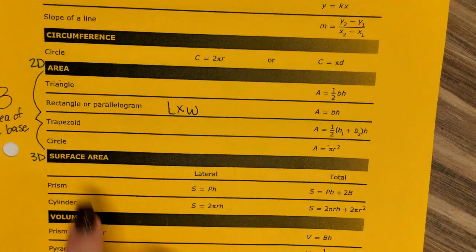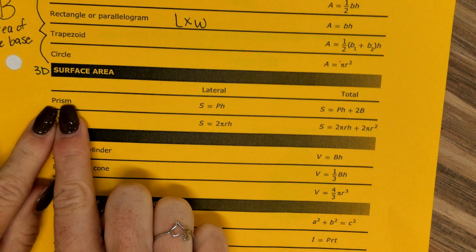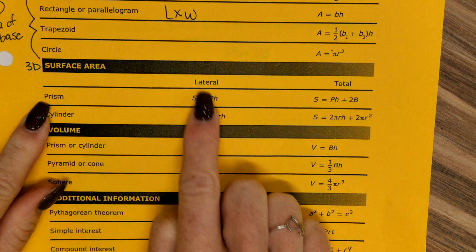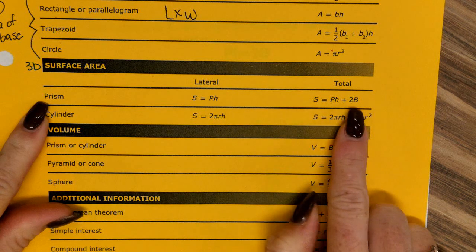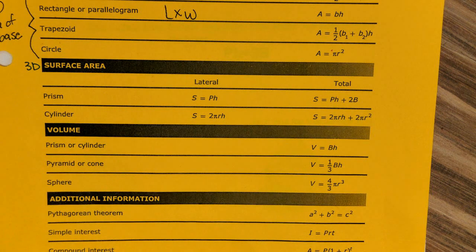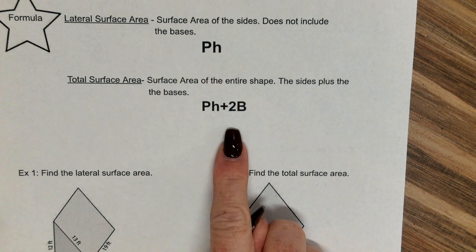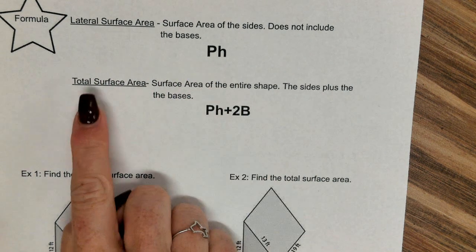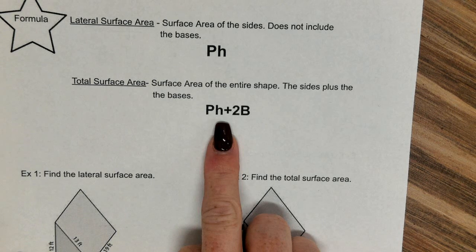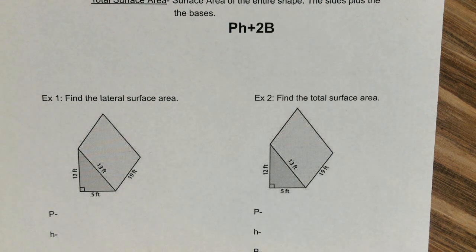So you guys look, under surface area, do you see the word prism? The formula is the same, PH and PH plus 2B. The same formula we've been doing for the past 2 days. What is the only thing that's different today? The base is a triangle, and yesterday the base was a rectangle. That's the only thing that's different. So your formula is the same. Lateral, PH, total, PH plus 2B. So the only thing different today is that the base is a triangle.